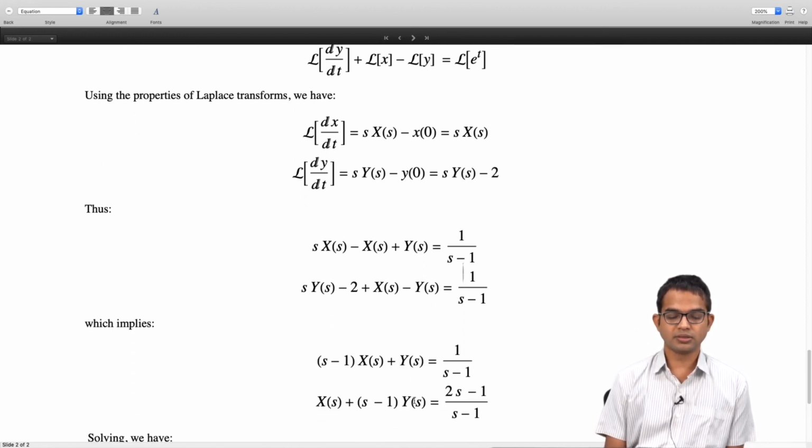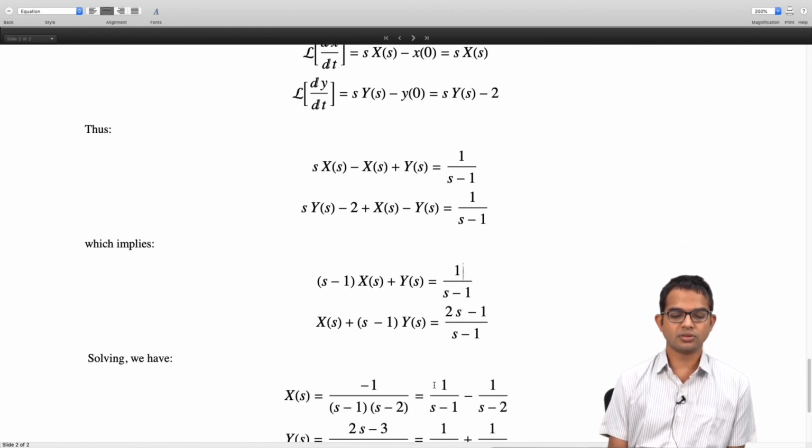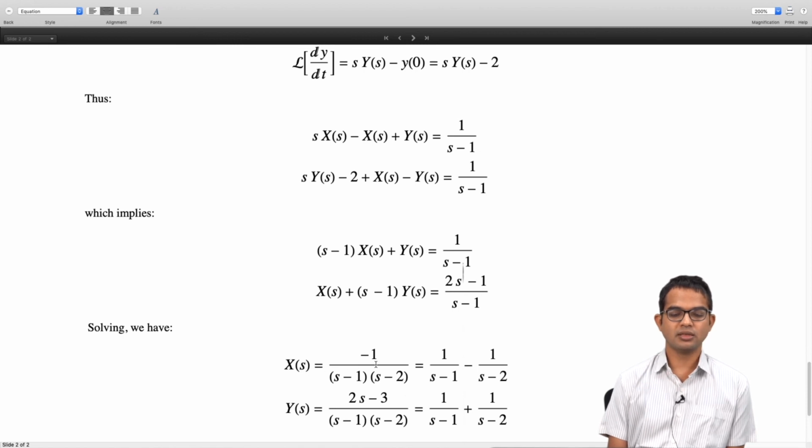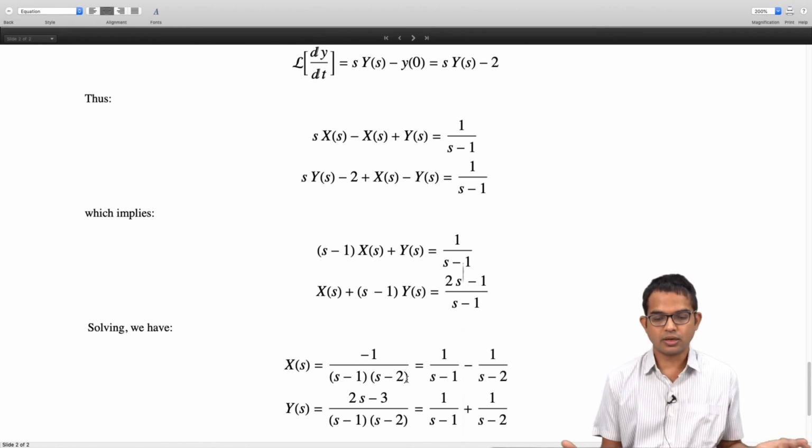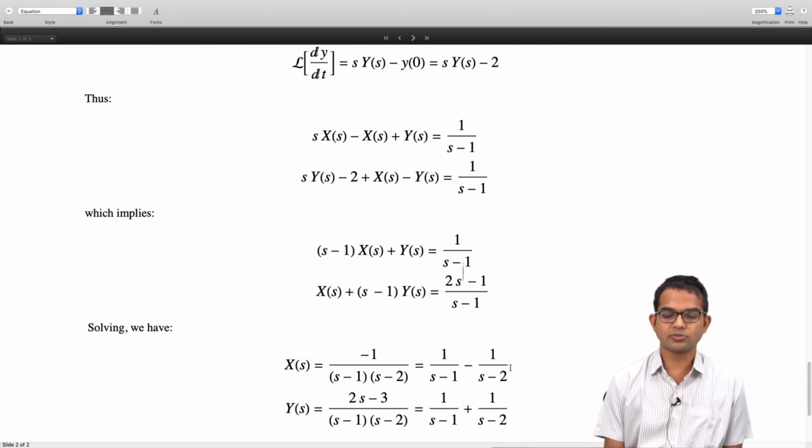So we have two equations and two unknowns. One is (s-1) X(s) + Y(s) = 1/(s-1), and X(s) + (s-1) Y(s) = (2s-1)/(s-1). It's very easy to solve this. These are two linear equations in two unknowns, and you can immediately write down the solution. X(s) turns out to be -1/((s-1)(s-2)), which in partial fractions is 1/(s-1) - 1/(s-2). Y(s) you can also solve for, and it turns out to be 1/(s-1) + 1/(s-2), as you can verify.